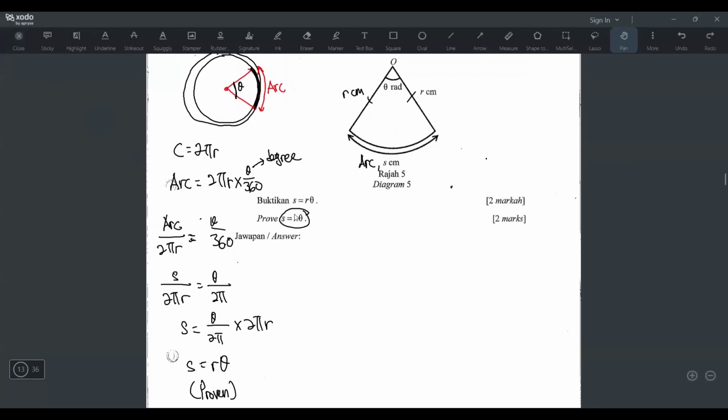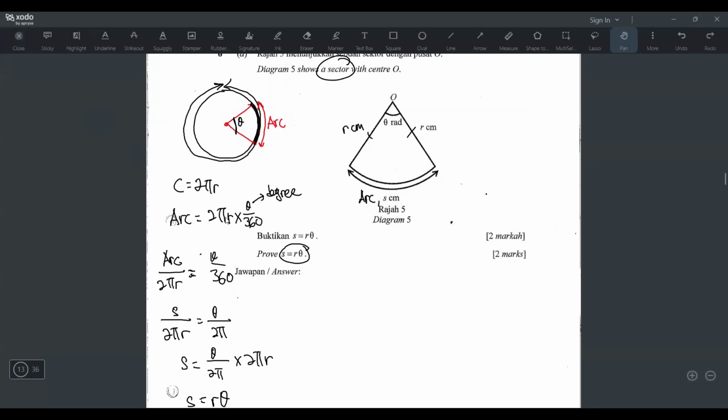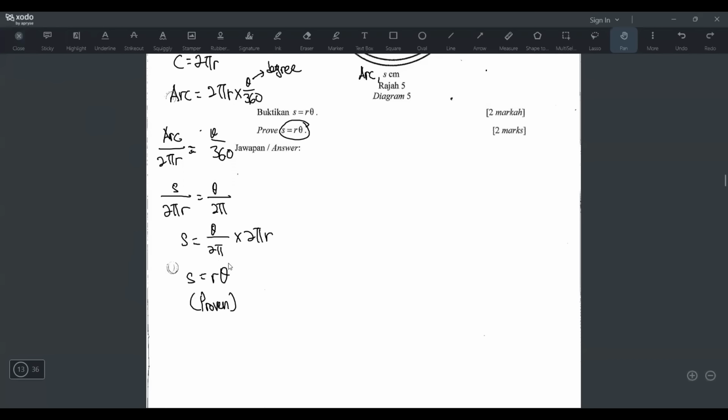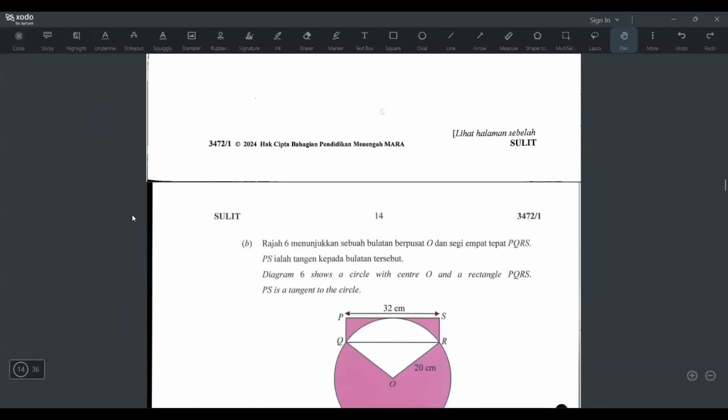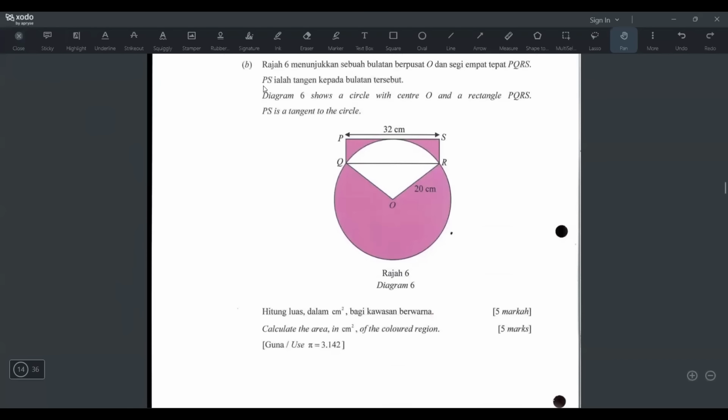So actually this arc formula comes from the 2 pi r formula. It's just that the 2 pi r formula is the one where you have to put in the angle in degrees, but this formula you have to put in theta in radians. That's why the 360 becomes 2 pi. That's all. Okay, so hope you understand. So that's the answer. Okay, let's continue.